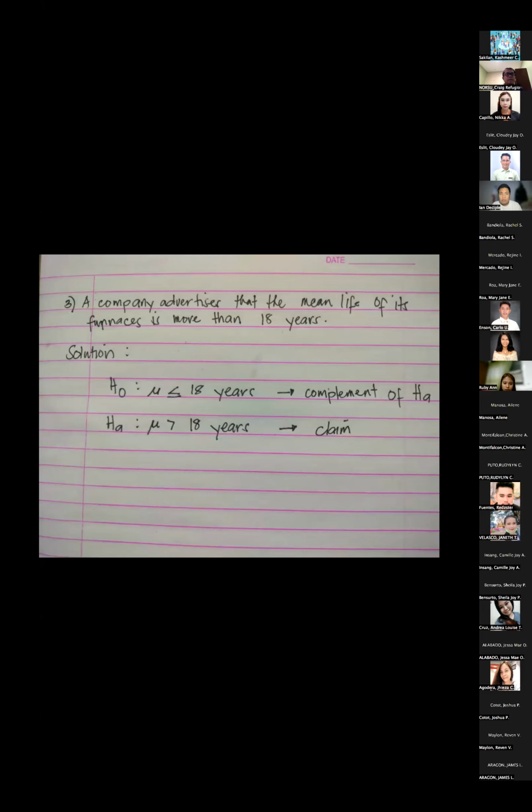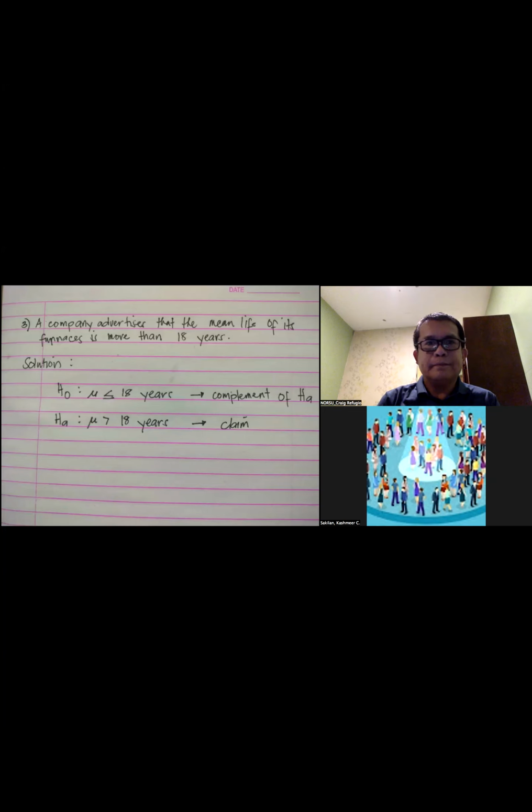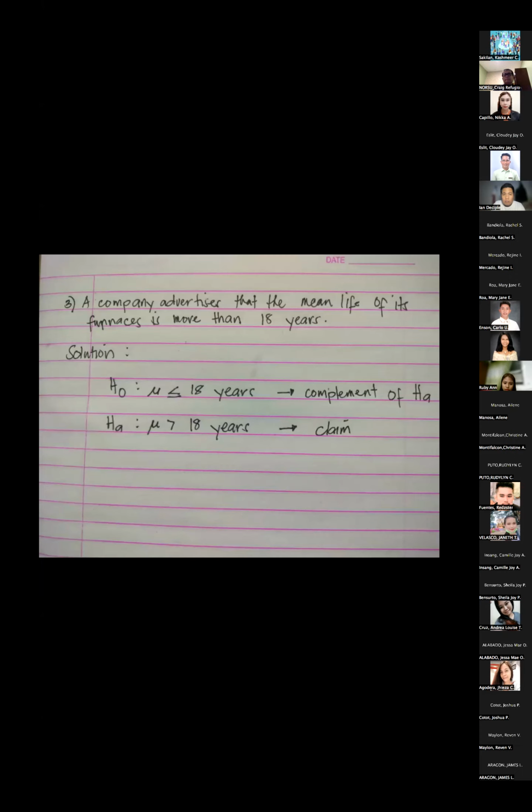The problem: a company advertises that the mean life of its furnaces is more than 18 years. Solution: my claim is HA, mu is greater than 18 years, and the complement of HA is HO, mu is less than or equal to 18 years.